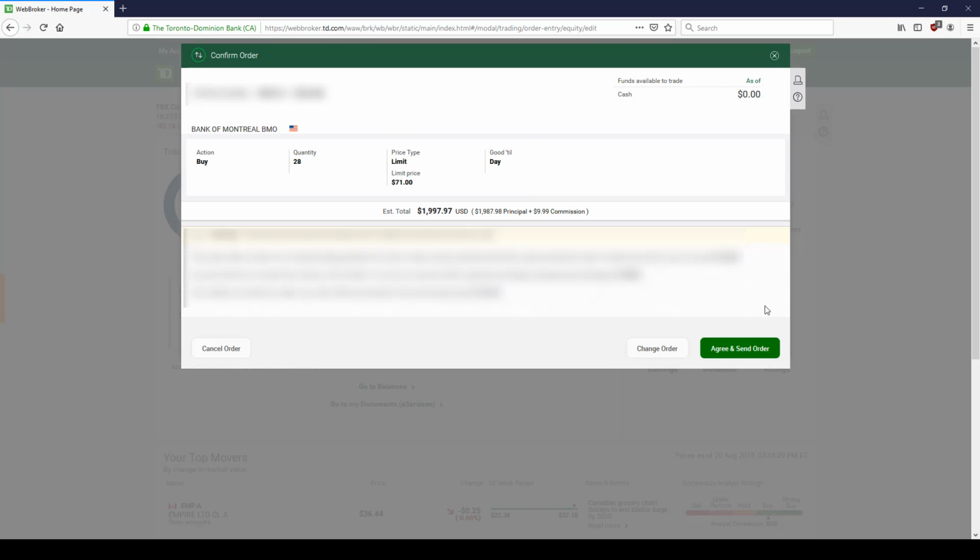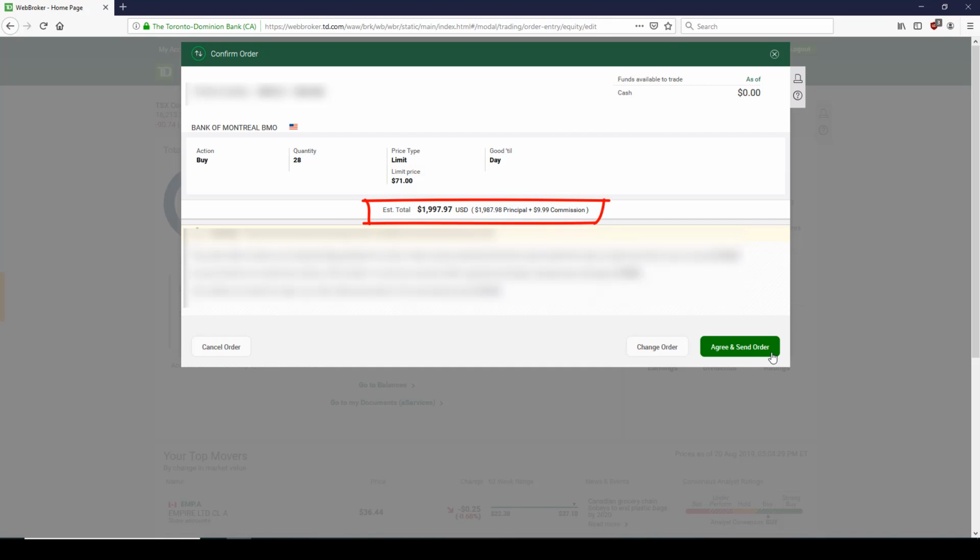And this is always good to check the total. Remember we said we were going to invest $2,000 US. So as long as this total is less than or equal to $2,000 US, we're good to go. We know that we have enough money in this account for this order to get fulfilled. And when you're ready, you would go ahead and send the order.